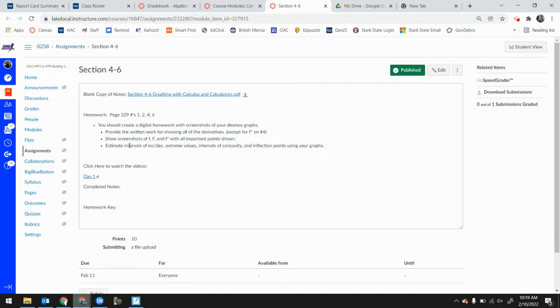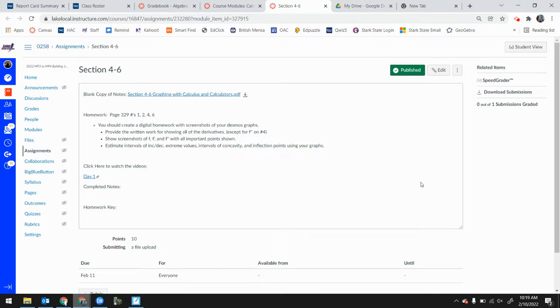So for each of these problems, you should create a digital homework with screenshots of your Desmos graphs. I do say on there, provide the written work for showing all the derivatives. I do want you to write out showing the derivatives. I do make an exception for that. You do not have to find the double derivative on number 4. It would be a beast. So I kind of let you not do that, but I'll show you how to still graph it in a second. And I'm going to have you showing screenshots of f prime and f double prime, and revealing all the important points, and estimating all of the stuff that we usually handwrite out: intervals of concavity, intervals of increase, decrease, extreme values, inflection points. Okay.